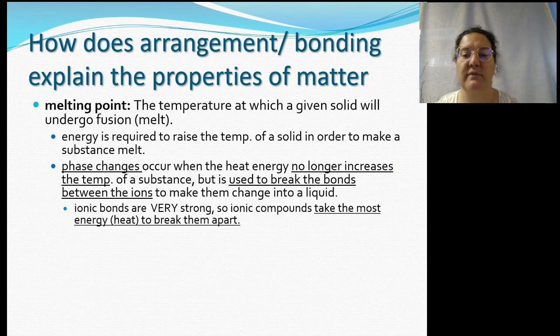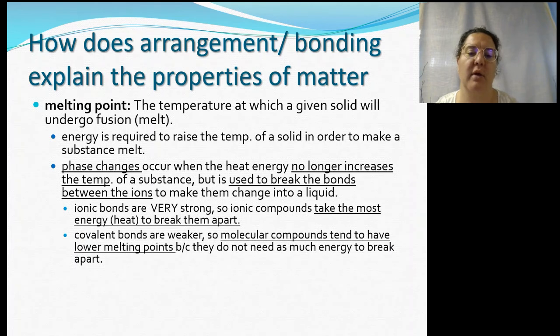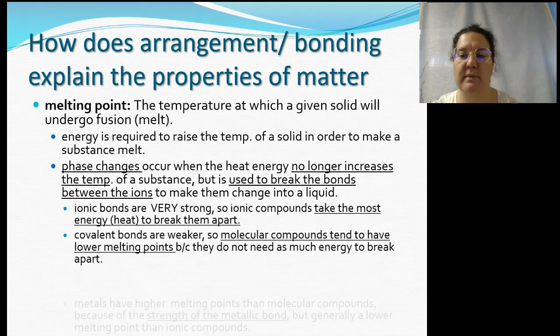Since ionic bonds are very strong because the electron is transferred from one atom to another, it takes the most heat or energy to break them apart, which is why they're all solids at room temperature. Covalent bonds are weaker, so molecular compounds tend to have lower melting points because they don't need as much energy to break them apart.